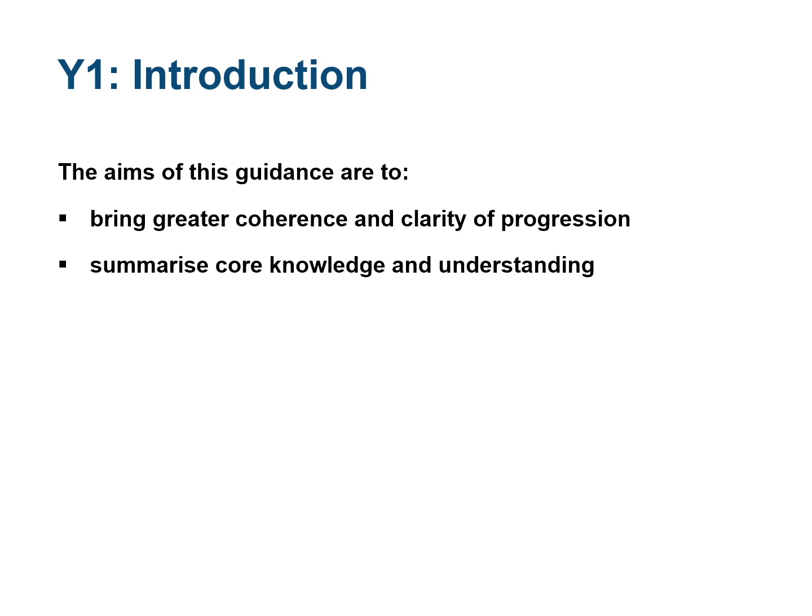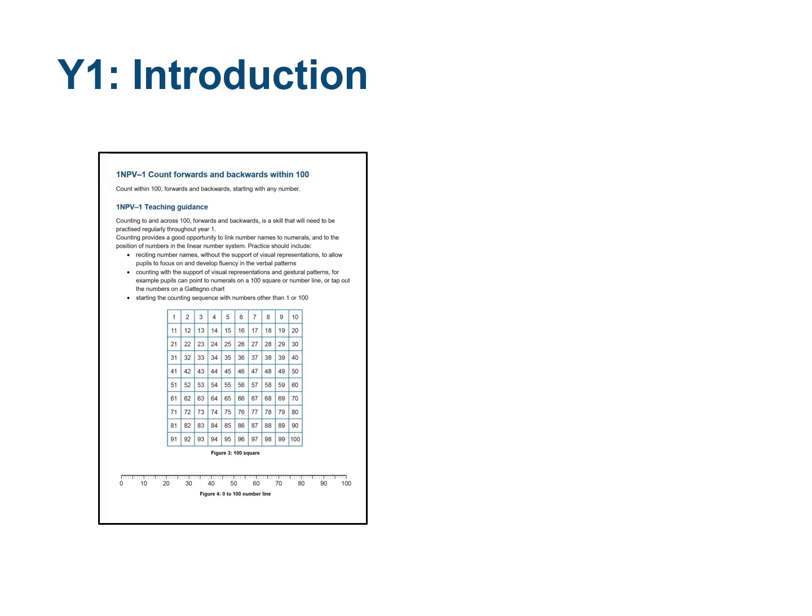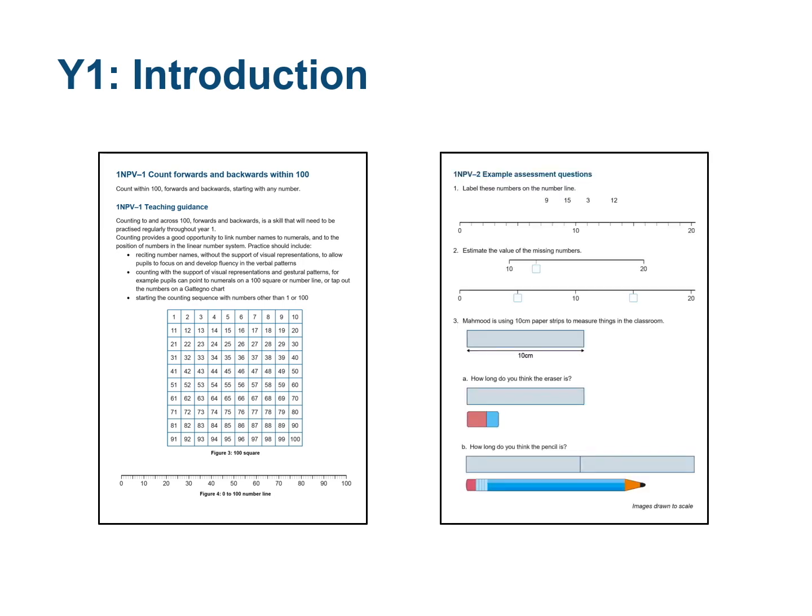This video guide summarises the knowledge and understanding that year 1 pupils need to achieve by the end of the year in order to be ready to progress to year 2. There are accompanying materials which provide teaching guidance for each ready to progress criterion and example assessment questions.